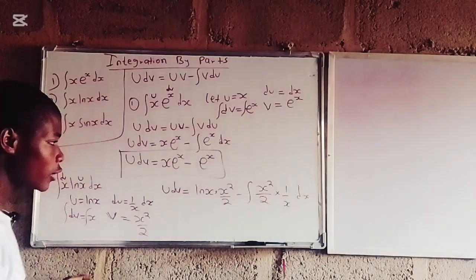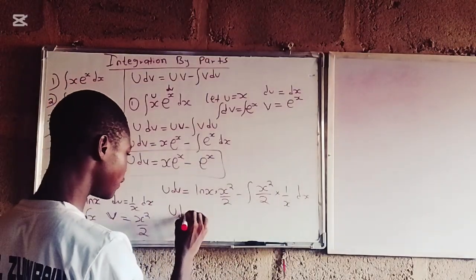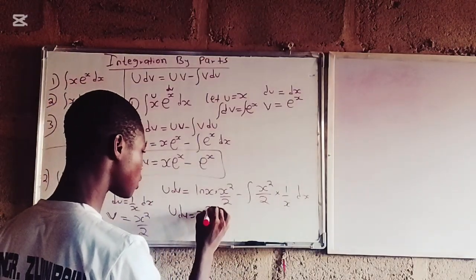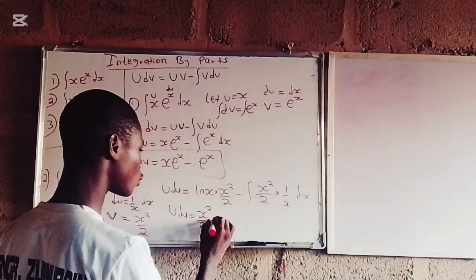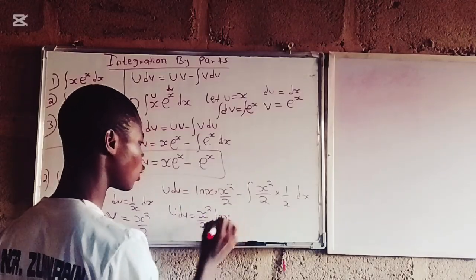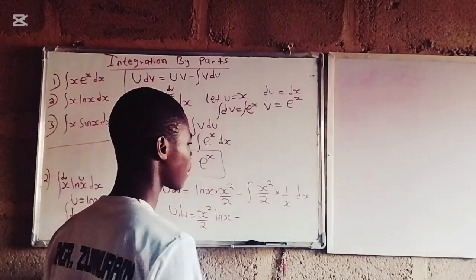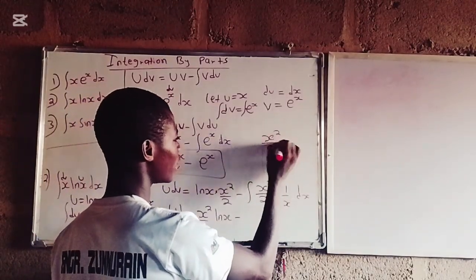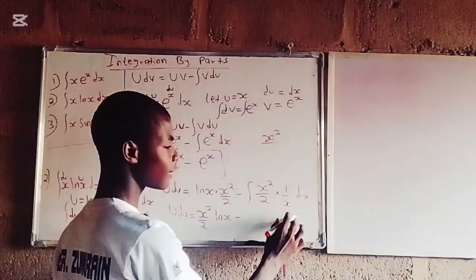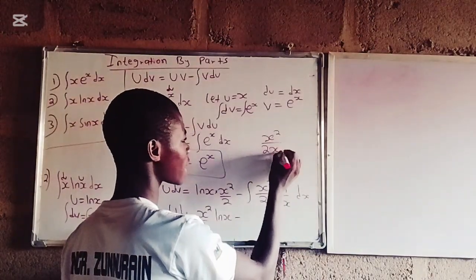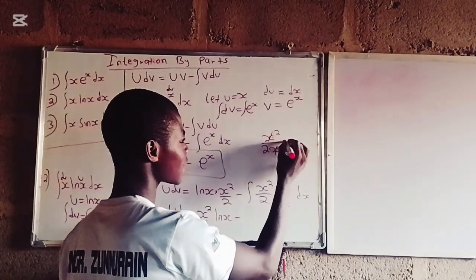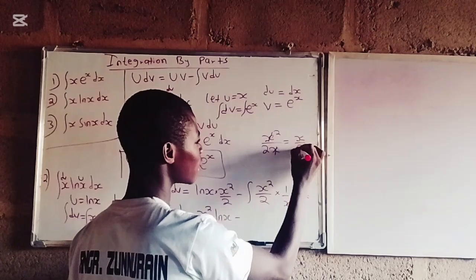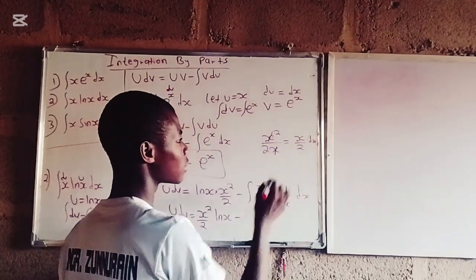So the next thing that I'm going to do is that I have to say u dv equals x squared by 2 ln of x, minus this: x squared times 1 will give me x squared, and 2 multiplied by x will give me 2x. So 1x will go with 1x. At the end, I will have x over 2 dx.